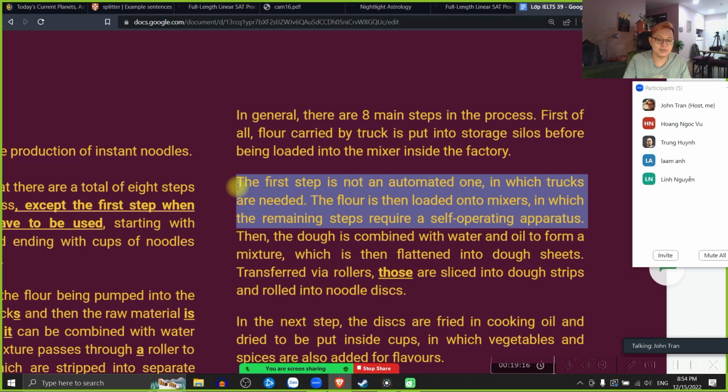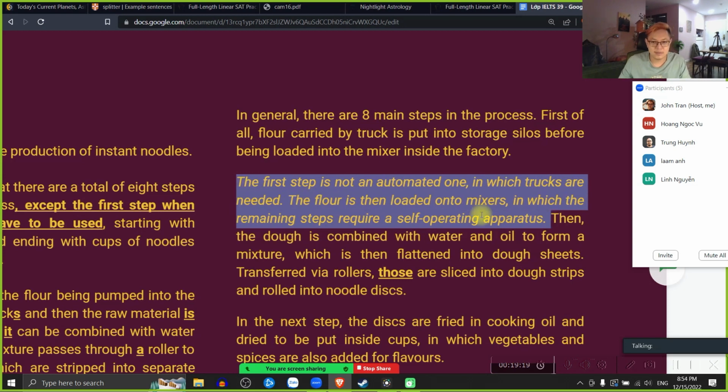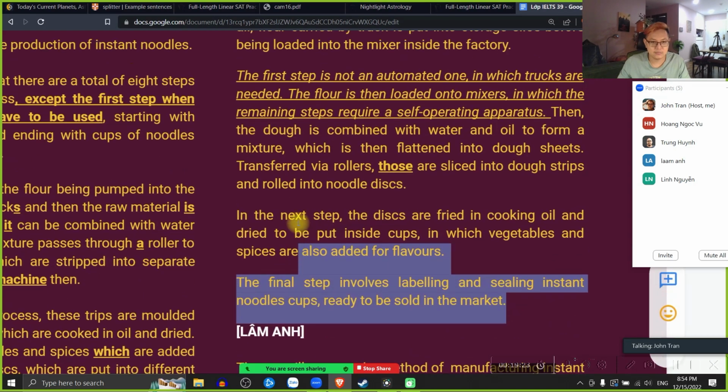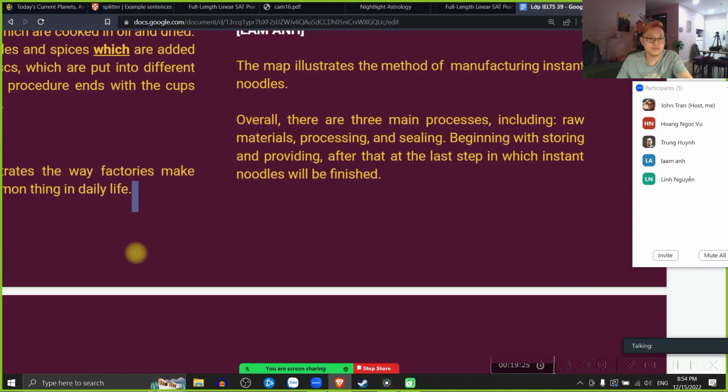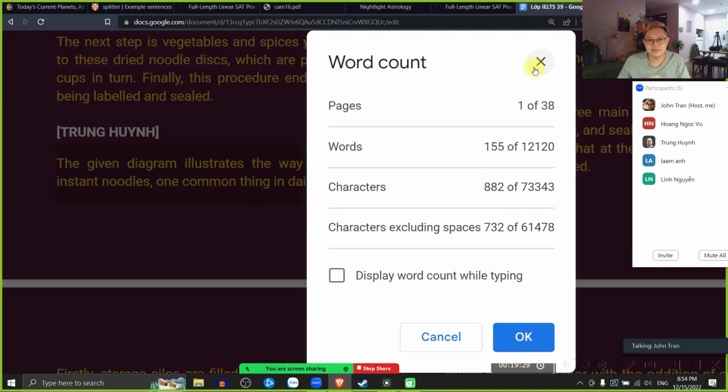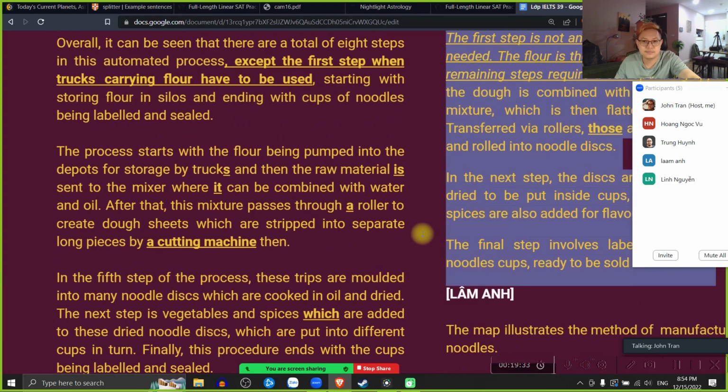Okay, let's just include this one, okay? Giờ thêm cái khúc này vô đi. Okay, and you will have enough. You should have enough. Yeah, 155 is enough. Check nút luôn á. Like, quite close.